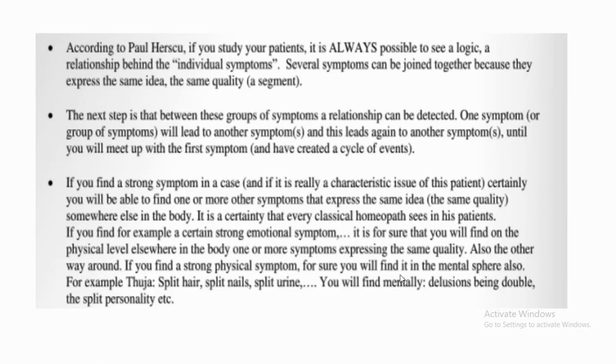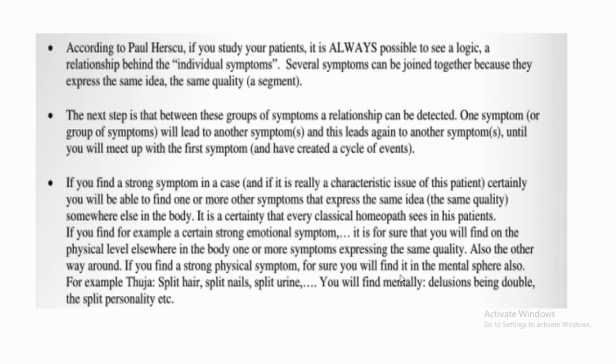Then after you have got that particular quality, the next step is that between these groups of symptoms, a relationship can be detected. The second stage is, after finding different qualities in your patient, try to find out if there is any relationship between these groups of symptoms. One symptom will lead to another symptom and lead to another symptom until you meet the first symptom.